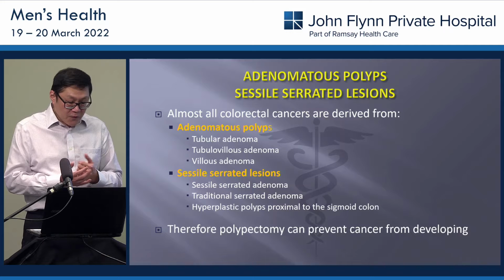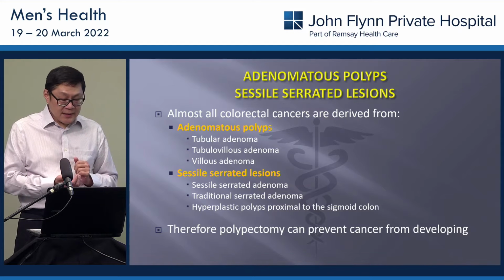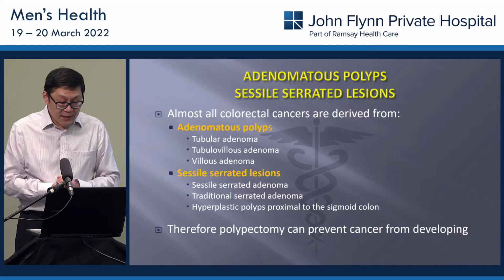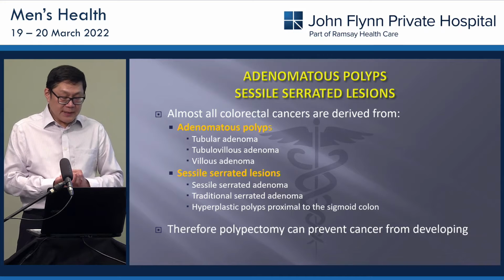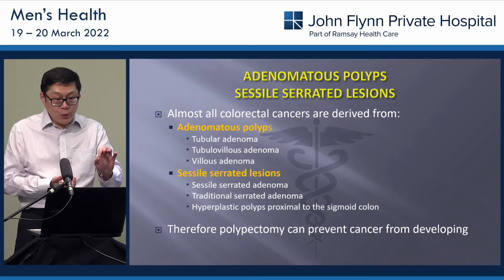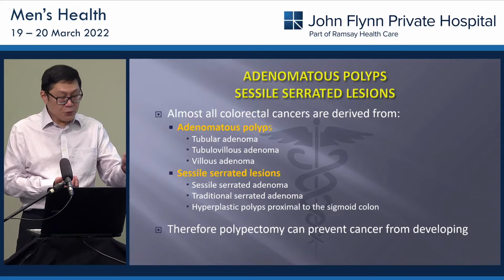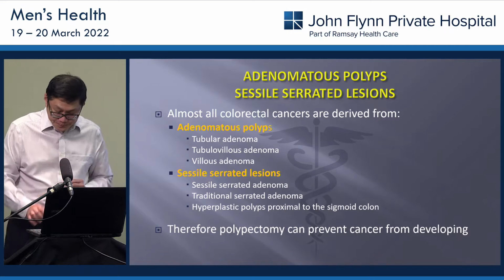The main morphological types of sessile serrated lesions include sessile serrated adenomas, traditional serrated adenomas, and hyperplastic polyps that are proximal to the sigmoid colon. Hyperplastic polyps in the sigmoid colon and the rectum are not thought to be associated with increased risk of bowel cancer.